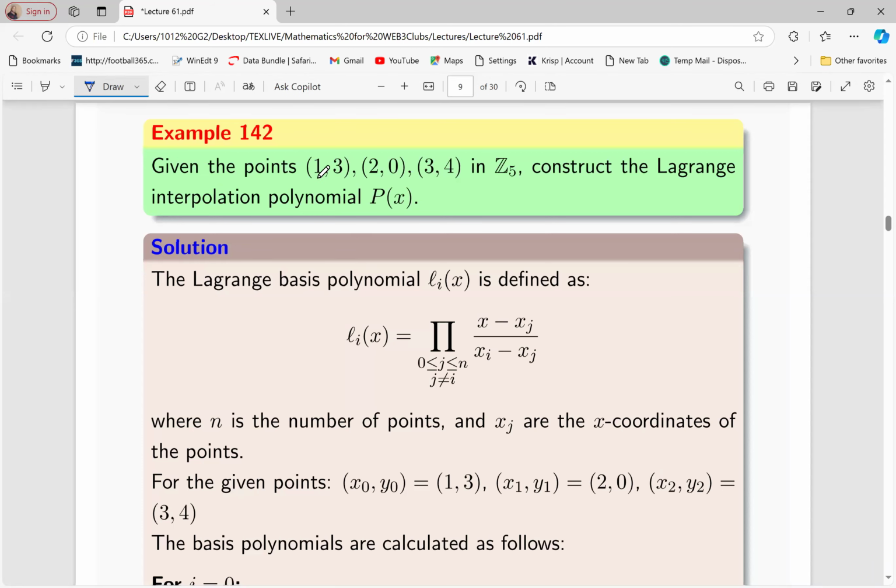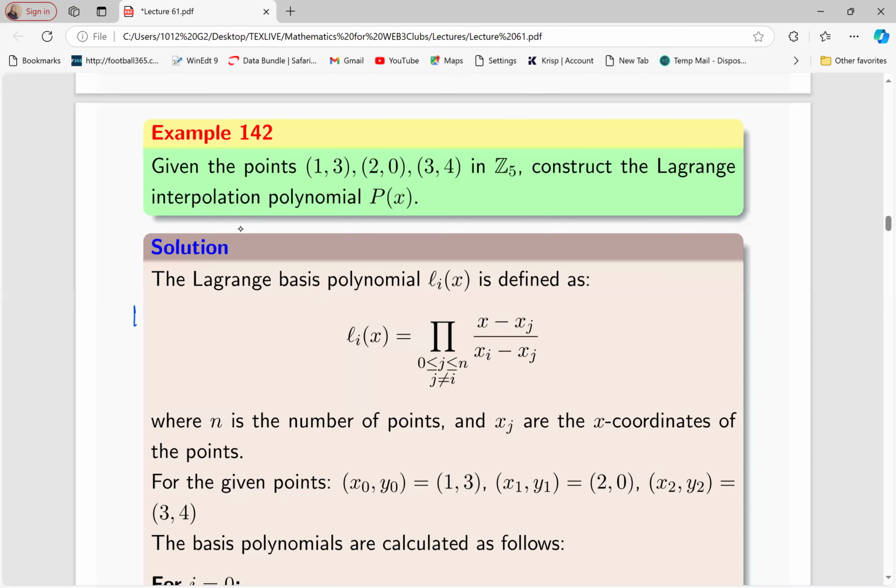Okay, let's look at this. We begin by getting L0 of X. L0 of X will be given by X minus 2 multiplied by X minus 3. The X coordinate of the point under consideration is 1. We subtract 2 from it, and then subtract 3.